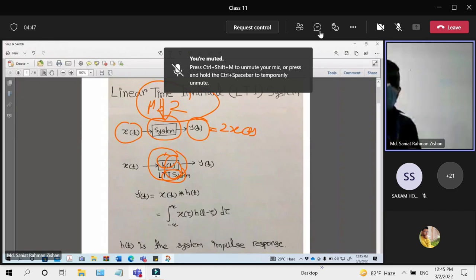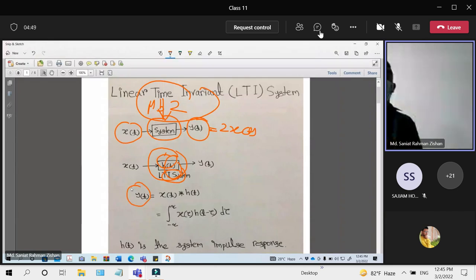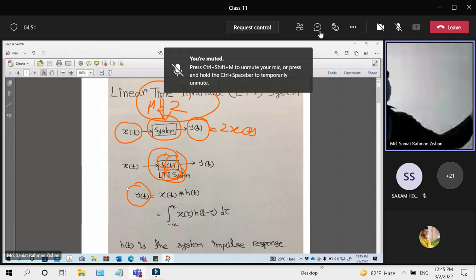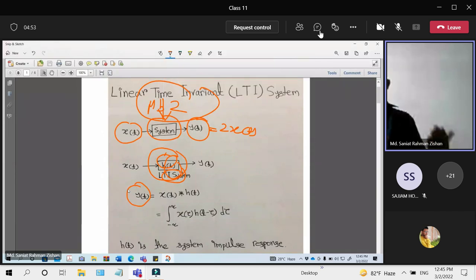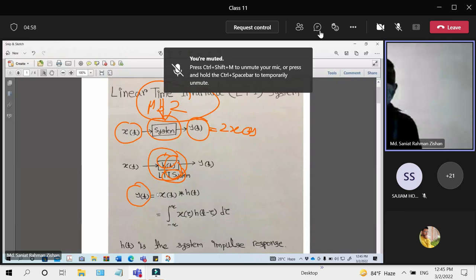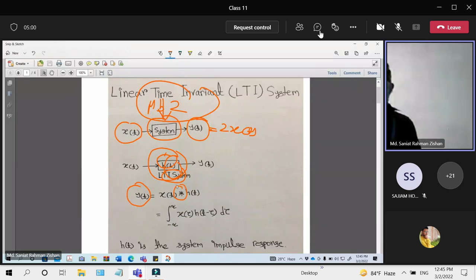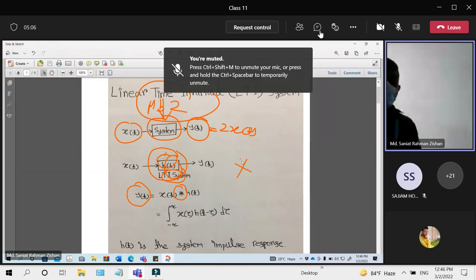Second thing we need to know is how to calculate the output of LTI system. In the later part, we'll be calculating the output of LTI system, so we need to know this formula. The formula is y(t) equals x(t) convolution h(t). Again, from now on, this sign, I think you already know about from Math 2.